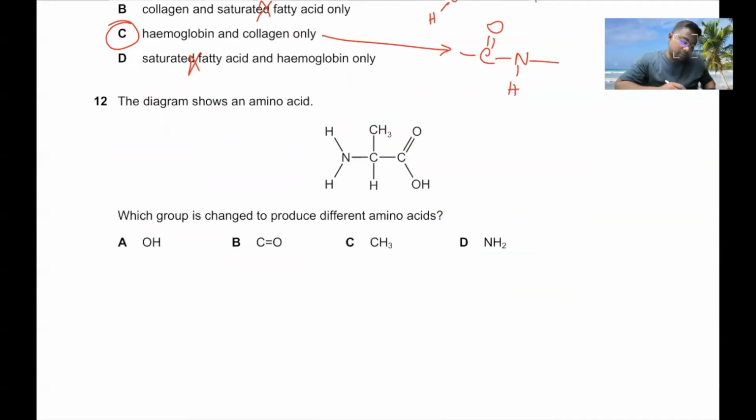bond. Question number 12. The diagram shows an amino acid. Which group is changed to produce different amino acids? All right. So we know that the CH3 group will be changed because that is the R group. This is the R group that is represented. So CH3. Question number 12, C is the correct answer.